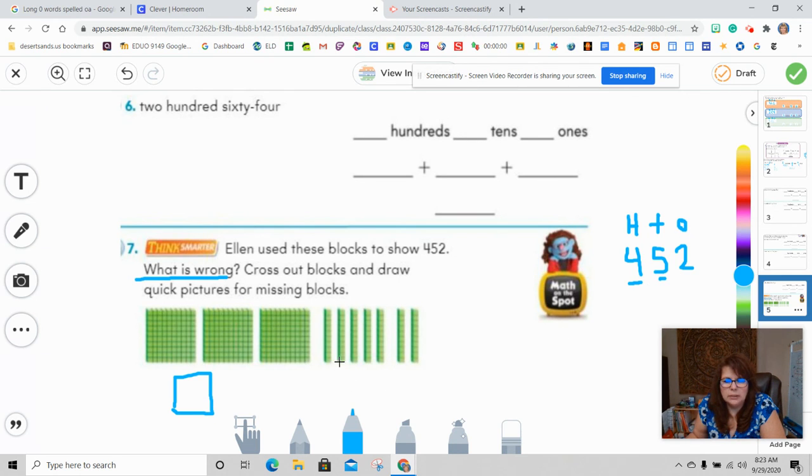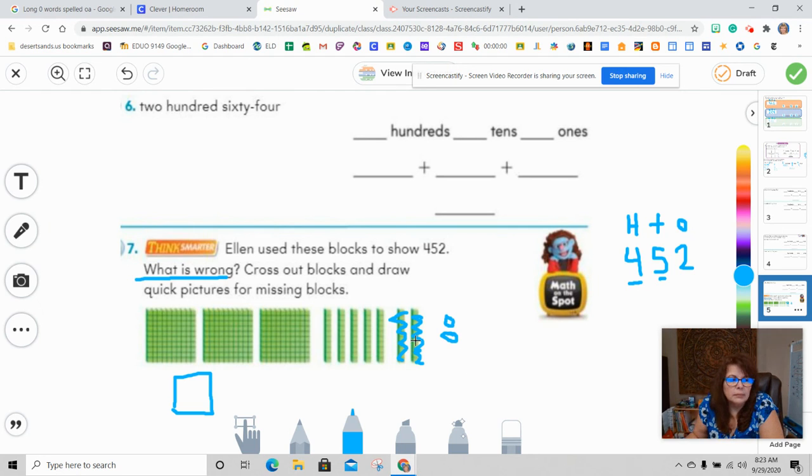Then I have 5 tens. Well, I have 1, 2, 3, 4, 5 tens. But these 2 tens, they're not supposed to be there. They're extras. So I know that those 2 extra tens are not supposed to be there. And then I'm supposed to have 2 ones. Well, I don't see 2 ones. So I'm supposed to have 2 circles. So I'm going to draw them.